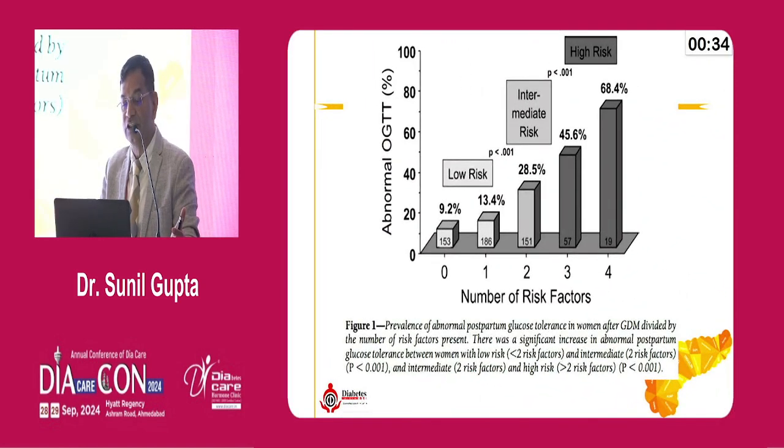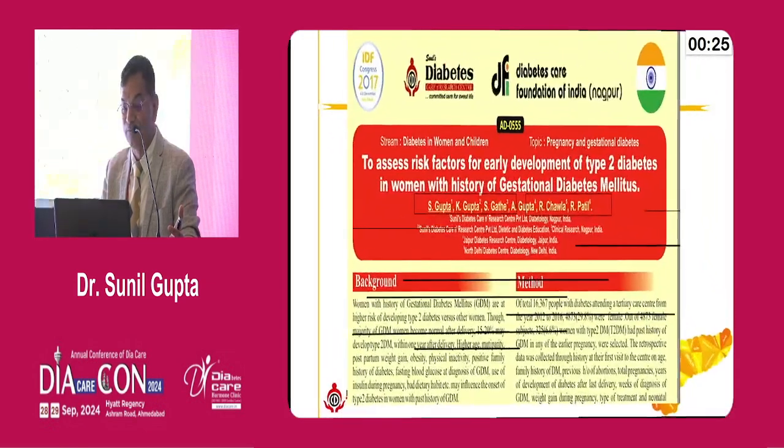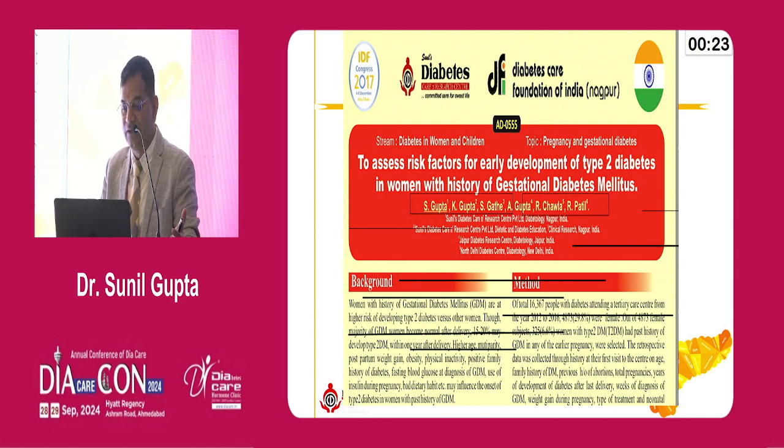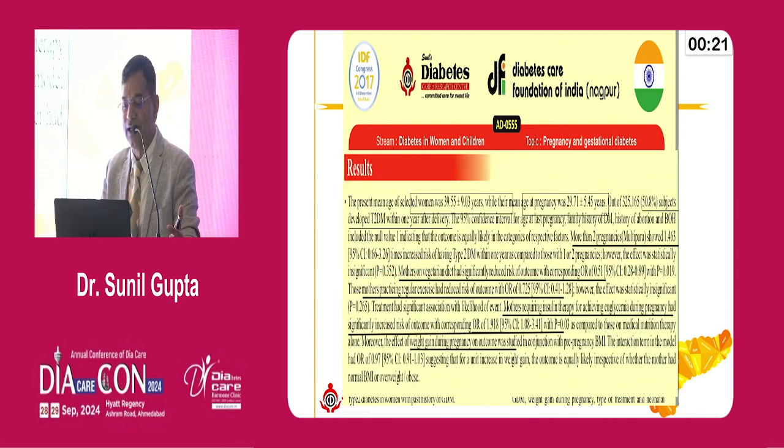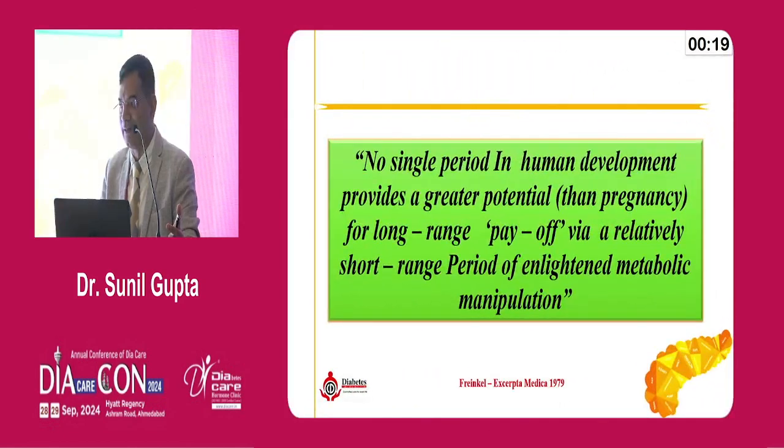Out of these four risk factors, if you have zero risk factors, risk is low. If you have four risk factors, almost 68% of these women are likely to become diabetic in the next 5 years. And this is our own data, where again we have shown almost the same thing which was published. I don't want to go through it at this moment.